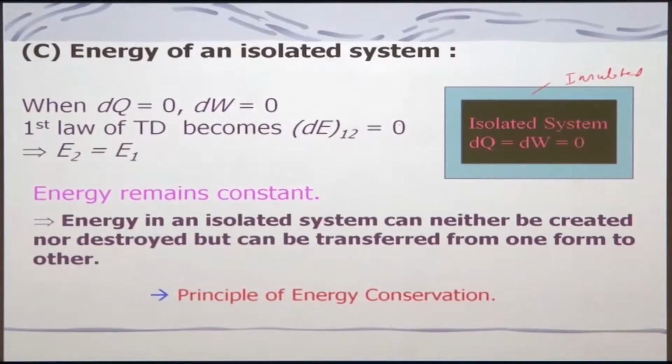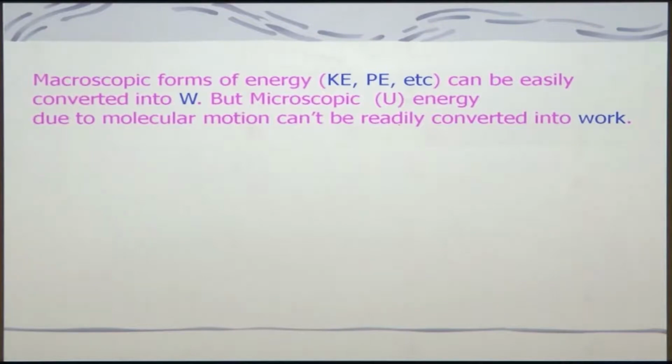So, that is the principle of energy conservation, which we will be using in several places, in our applications. And as I told you, the macroscopic forms of energy are kinetic and potential energy, which can be easily converted into work. In contrast, the microscopic form of energy, that is internal energy, which is due to the molecular motion, cannot really be converted into work. It is quite difficult to do that, and that is why we will have to find various ways and means of converting the internal energy into work.